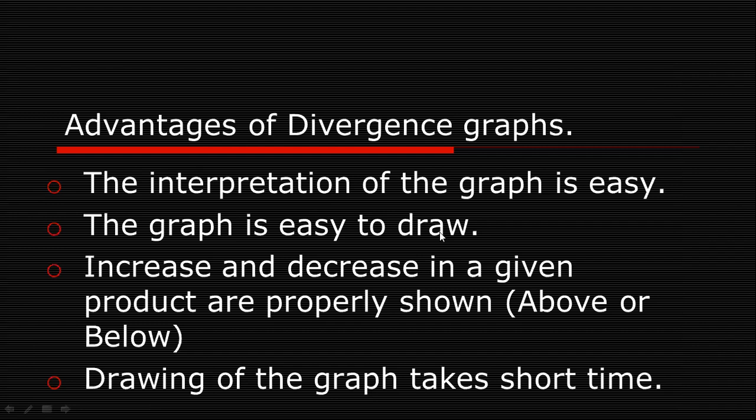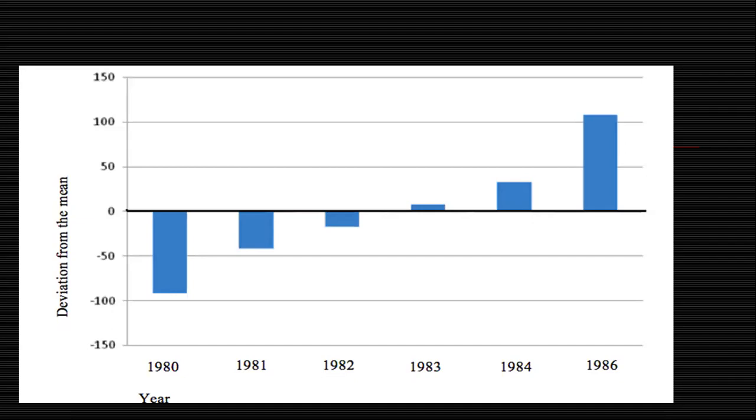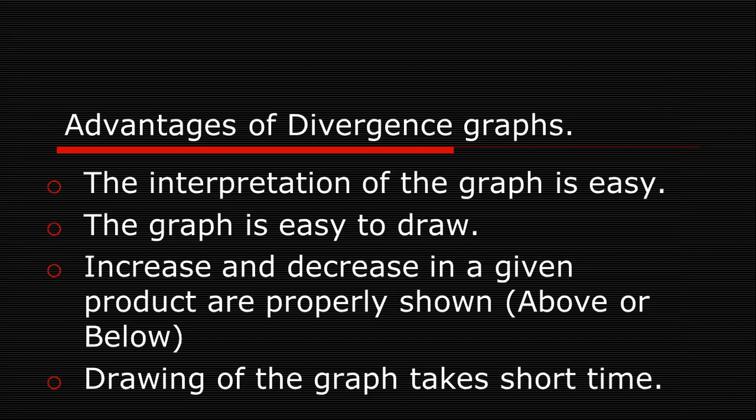For example, after this, we are going for population, and then we shall go to circular graphs, which sometimes may be hectic and take a lot of time. So it's an advantage that we also have. Then the increase and decrease in the given product are properly shown. If you look at that, you should be able to see that these ones are positive and these are negative, and they show divergences, which may not be the case with others. Then drawing becomes easy as compared to other things. So those are the advantages.